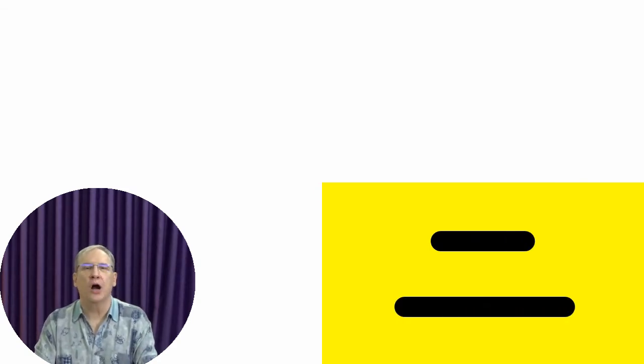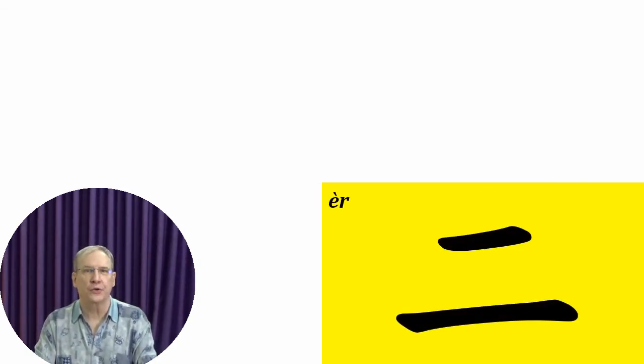Now let's look at the number 2. Like number 1, it's composed of 2 horizontal lines. It's pronounced fourth tone, 二. This is the same retroflex R sound we mentioned in lesson 1. The Mandarin R sound is like the G in prestige or the S in television, except that the tongue curls back much farther. 二.